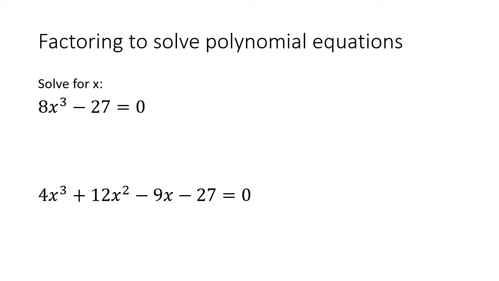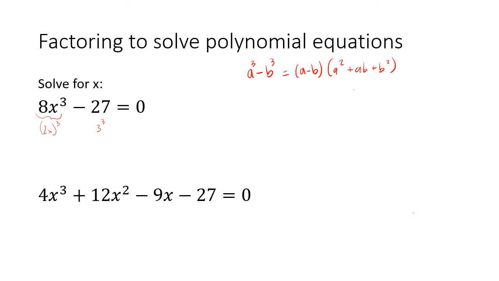So the first question here is 8x cubed minus 27. And right away, what you have to recognize for this problem is that this 8x cubed is (2x) cubed, and this 27 is 3 cubed, of course. So what we have here is what's known as a difference of cubes, and this is a known factorization. The standard for this is a cubed minus b cubed. This factors to (a minus b) times (a squared plus ab plus b squared).